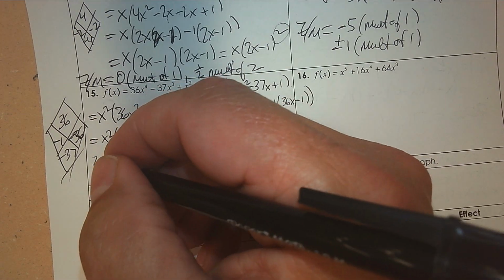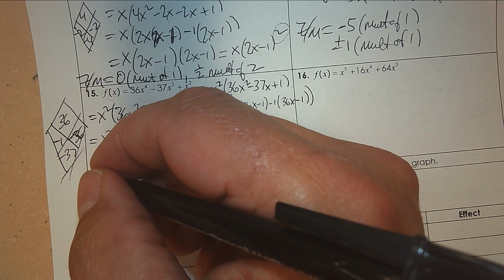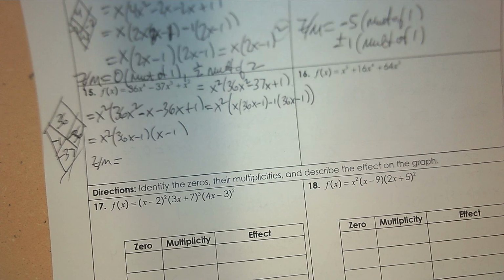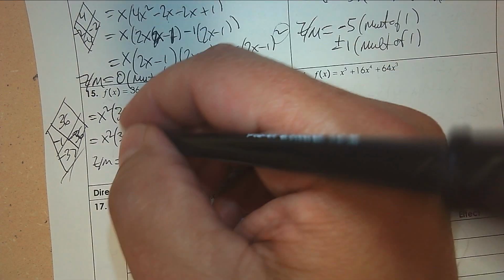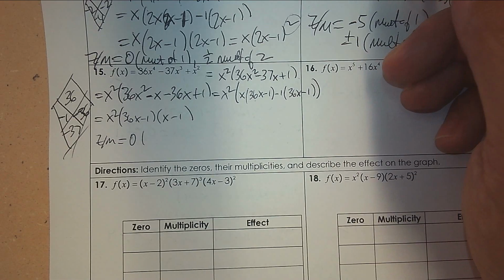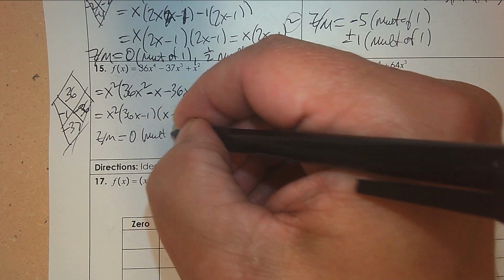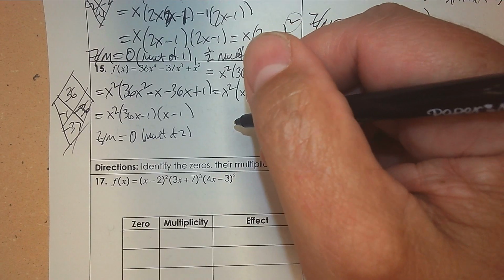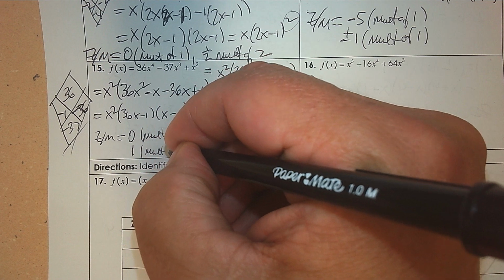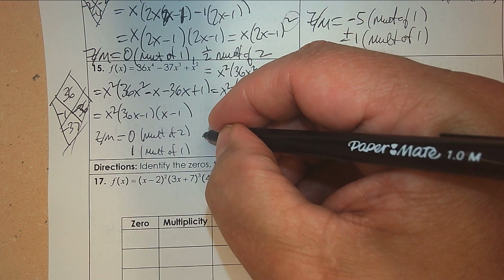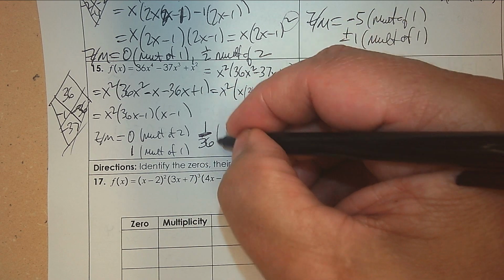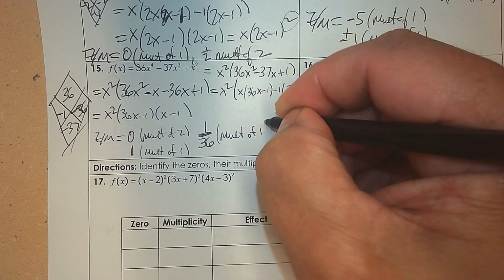So for x squared, it's 0, and the multiplicity is 2. Then I get positive 1, and it has a multiplicity of 1. And I also get positive 1, but it's divided by 36, and it has a multiplicity of 1.